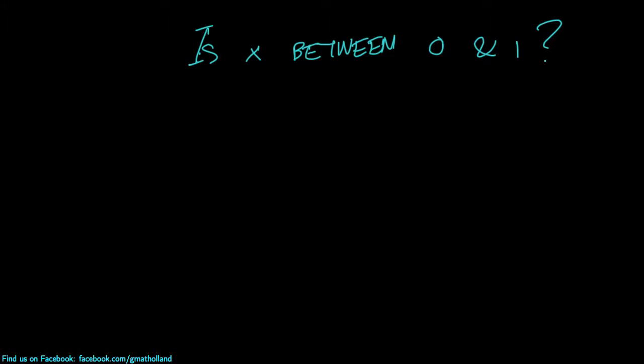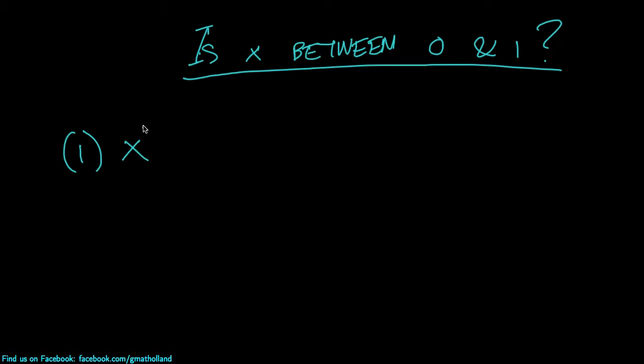This is the solution to the exercise on page 5 of the handouts of session 1. It asks you, is x between 0 and 1? And the two pieces of information you're being given are exactly the same as those you have been given in the previous exercise. That is, x squared is greater than x, and x to the power 3 is smaller than 0.